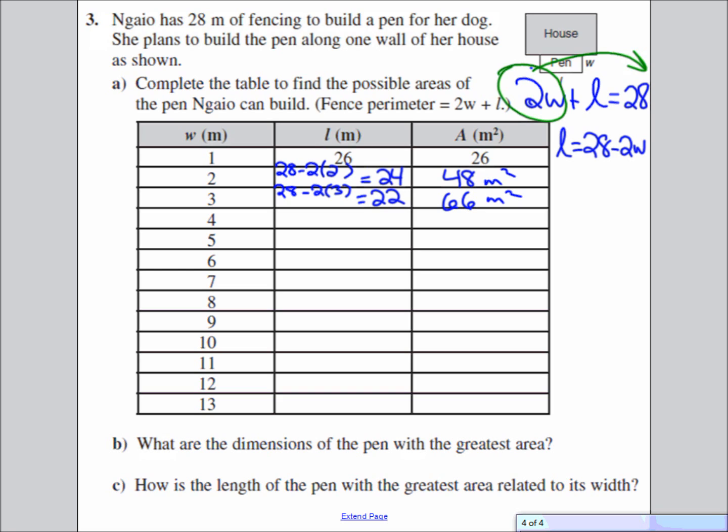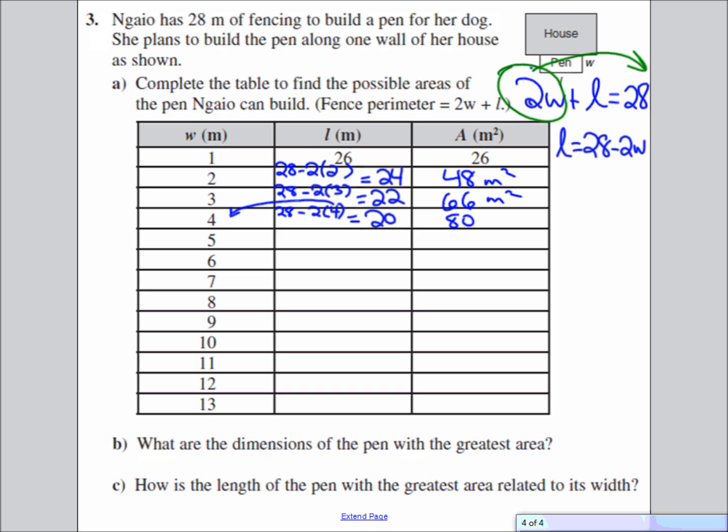So does that look too messy if I keep doing that, or everyone can read it all right? Okay. So next one, 28 minus 2 times 4. Again, the 4 is coming from the width. So now I have 28 minus 8, so I have 20. Isn't this just like algebra? So basically all you do is just subtract 2 all the way down. Yeah. You just recognize the pattern, right? Okay. So 4 times 20 is 80.